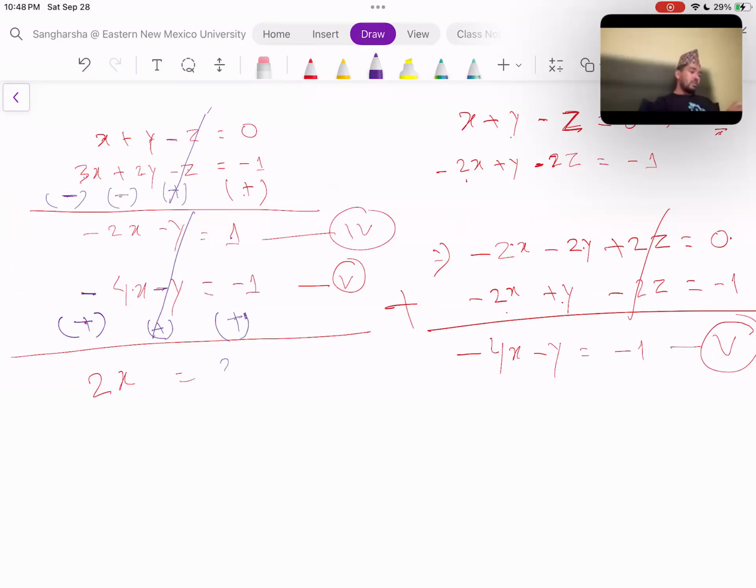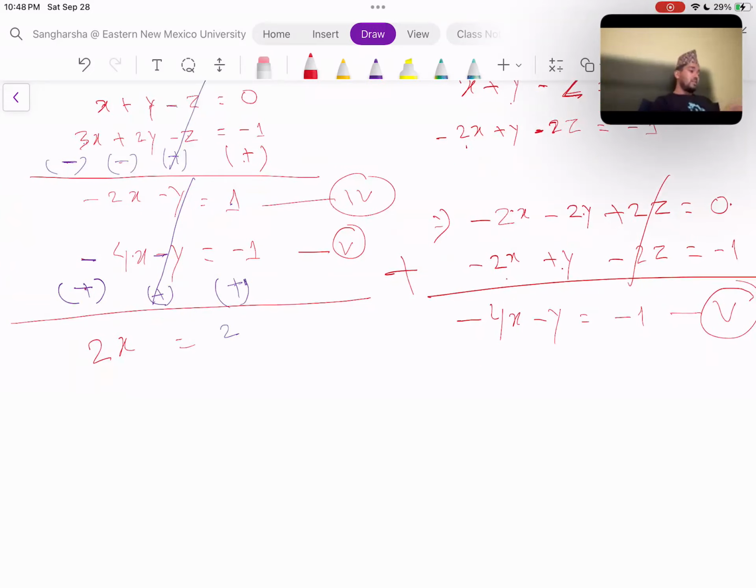Plus 1, plus 1, plus 2. Now we divide both sides by 2. Now we know what x is. 2x divided by 2 is x, and 2 divided by 2 is 1, so x equals 1. So we know what x is.